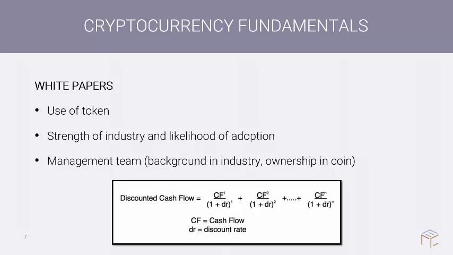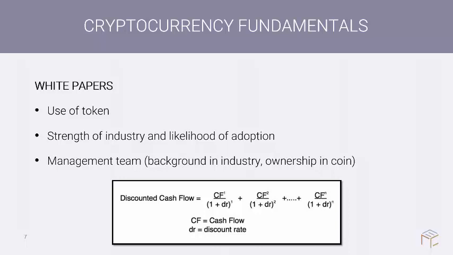It explains its reason for existing and what problems it solves. It explains the way revenue will be produced. It explains the volume of the currency that will be released in stages, and then provides information on the management team. It's important to have an idea of the use for the cryptocurrency.